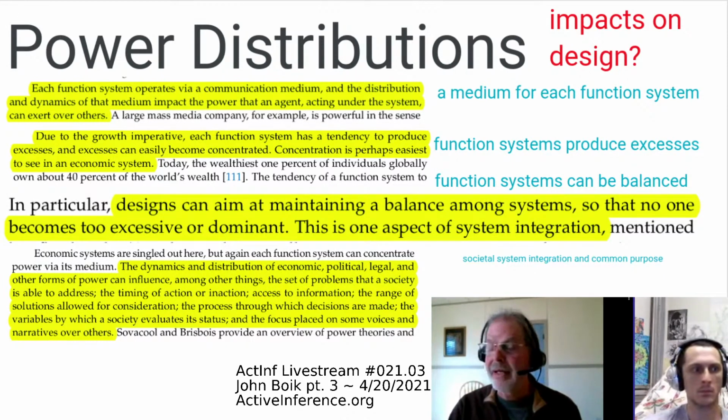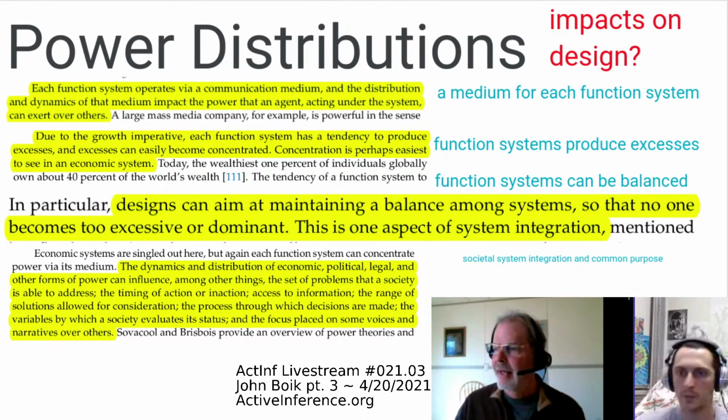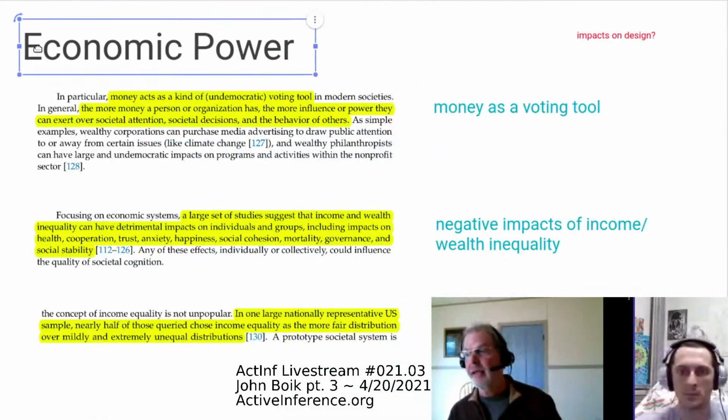There's great room for improvement on all of these. Yeah, so I think, is there one more? Oh, there's one more slide. Yep. And that is really focused on economic power.